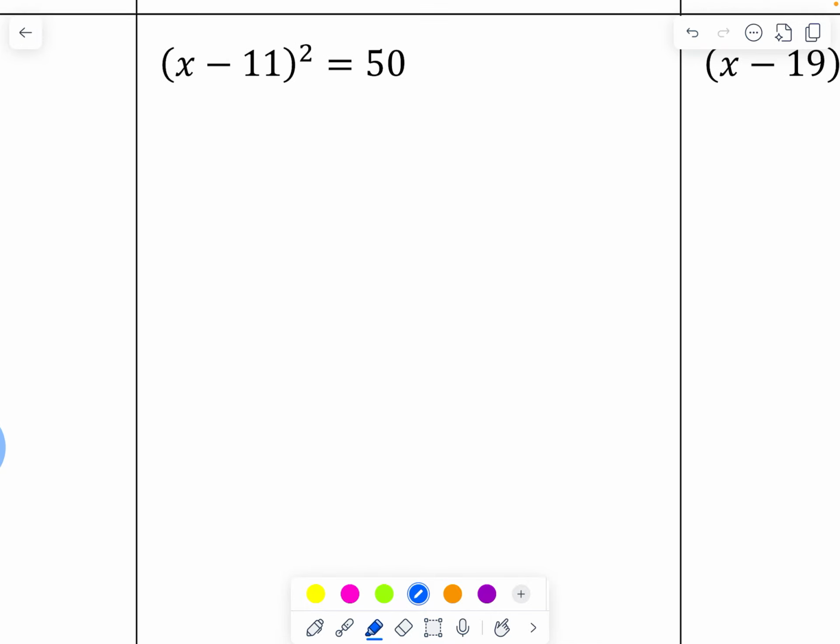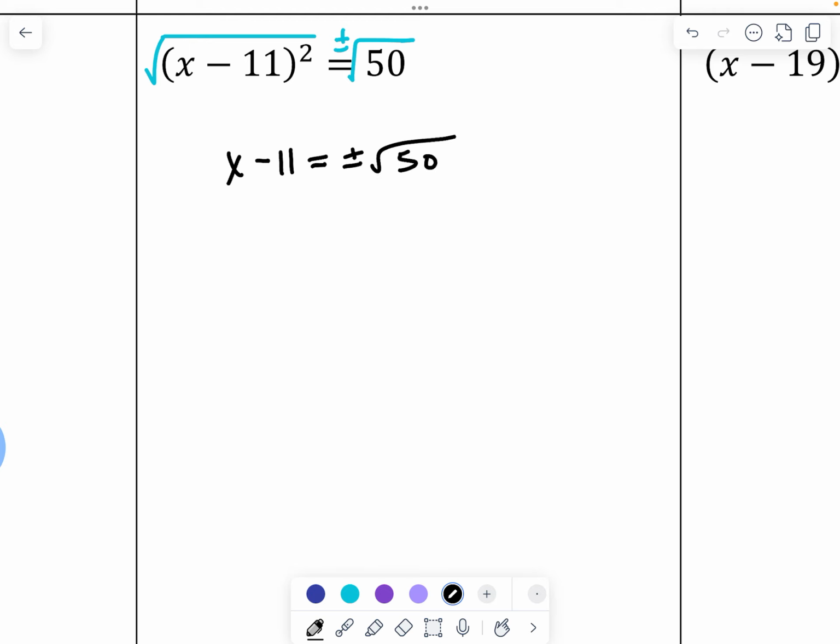Immediately, the problem's already changing. We're not going to do that exact same thing here. Why? Because 50 is not a perfect square number, right? We don't have that convenience that we had in the last problem. First step is to square root both sides. Square root, put the plus or minus. So we have x minus 11 equals plus or minus root 50. 50 is not a perfect square number. However, it is divisible by a perfect square number, being 25. It's 25 times 2. X minus 11 equals plus or minus 5 root 2.